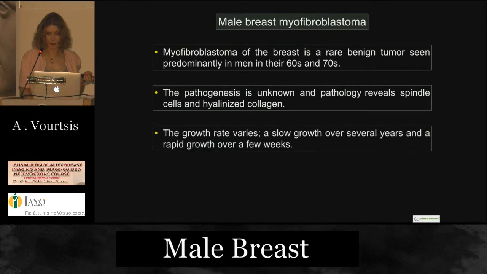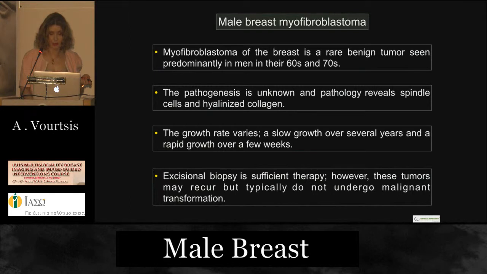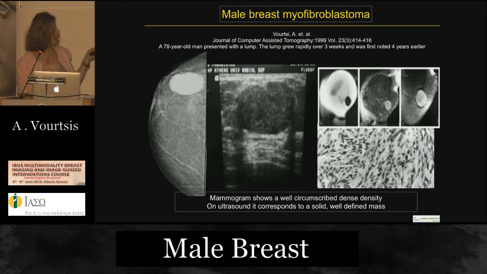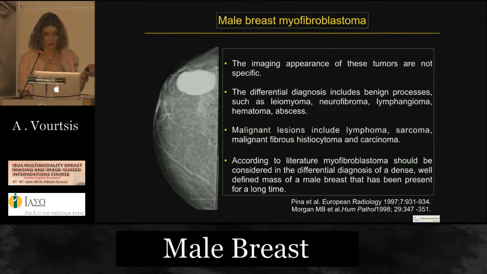And these are the corresponding histological sections. Male breast myofibroblastoma is extremely rare. It is found mainly in men between 60 and 70 years old. The pathogenesis is unknown, and it's quite important to say that these tumors grow extremely, extremely quickly. So this patient came in, he had a nodule, a mass that was there for quite a few years, and he felt like this was growing within 1 week. It became 3 times larger, and this is the image of mammography, the MRI, and the breast ultrasound.